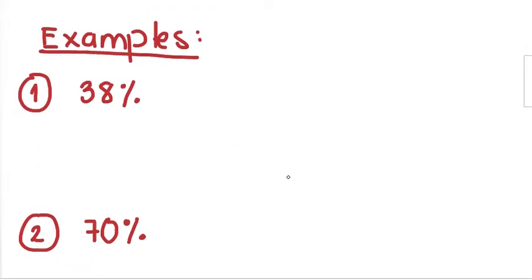So example 1, 38%. This will be a good review of what we were doing last term. So remember that percent means per 100. So how do we write it? We write it as 38 over 100. Good. Now, every time that we use this vinculum, this line that is used in fractions, it also means division. So it also means 38 divided by 100, okay?